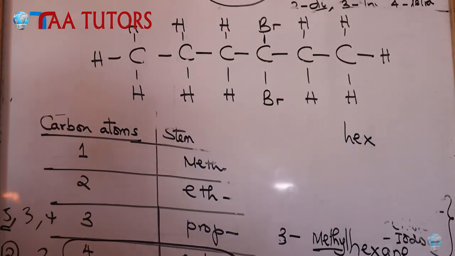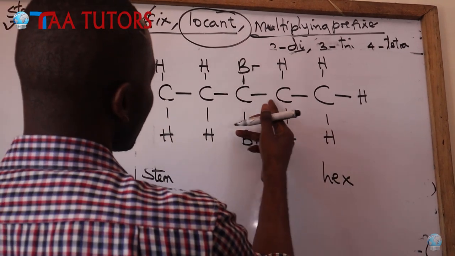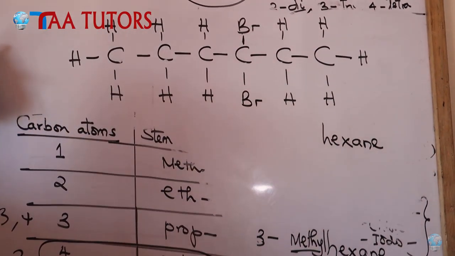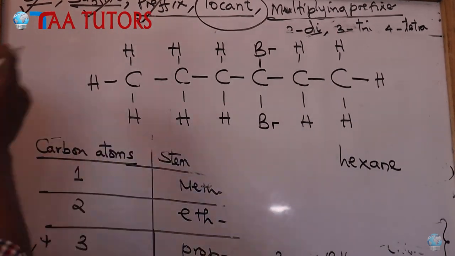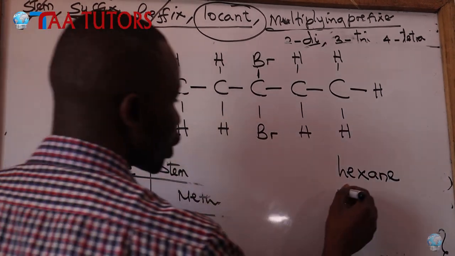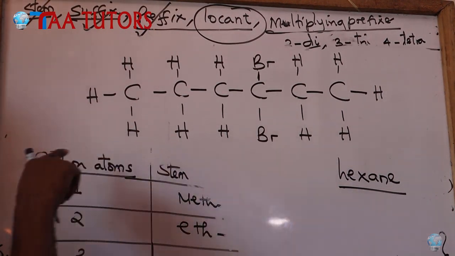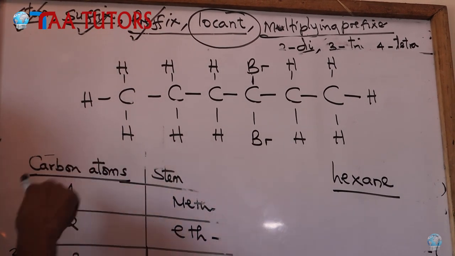Let's go back again and check. Is there a double bond? No. Is there a triple bond? No. What is there? Single carbon bonds. So it means the suffix is -ane, to mean alkanes. Then the parent name tells you the longest chain, and it tells you there's no double bond, no triple bond, only single bonds, and that it has six carbon atoms.